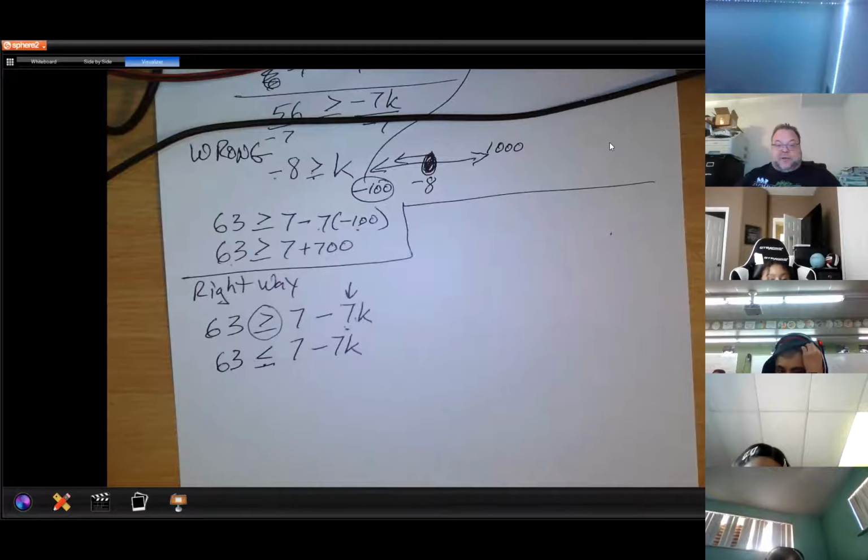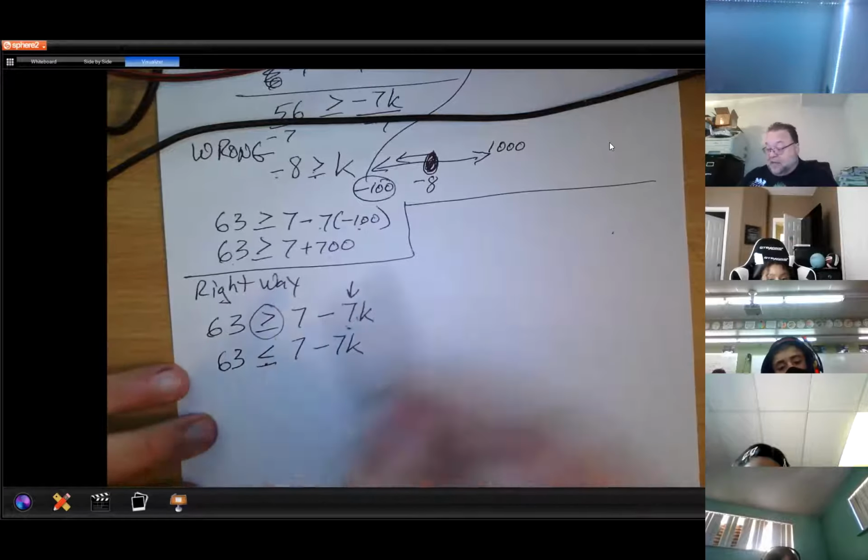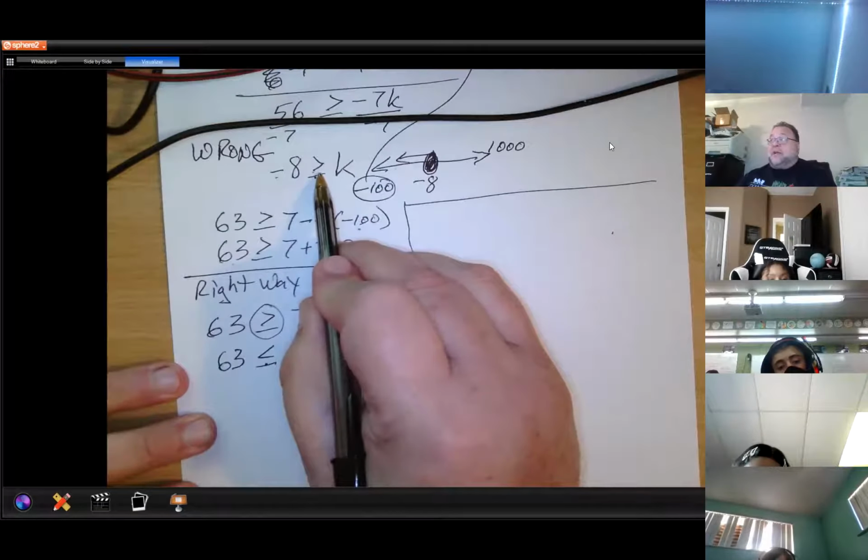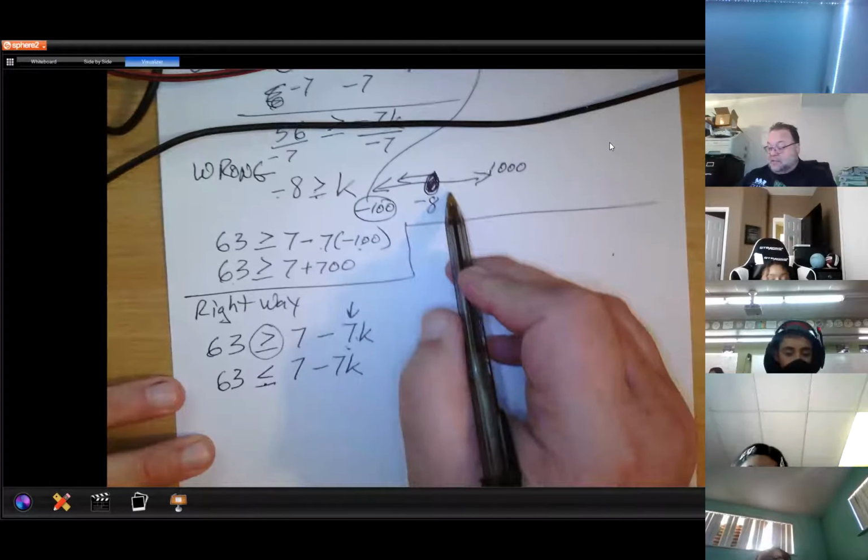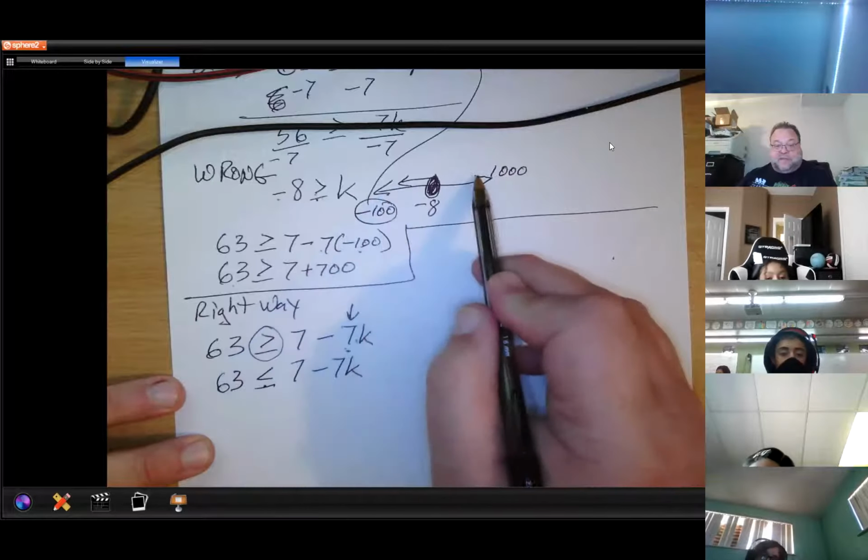Okay, now I know you're kind of going, what the heck? But if you think about it, this is going to flip this to the other side, right? Isn't it? And then this would be the right answer, because if this side was wrong, then this side had to be right.